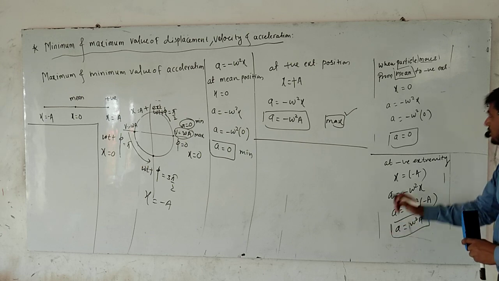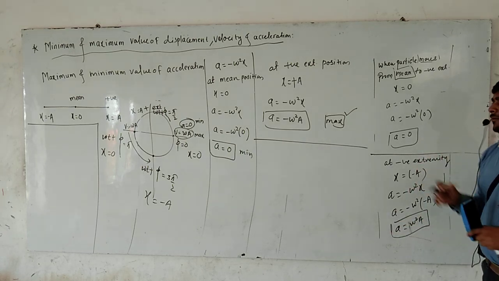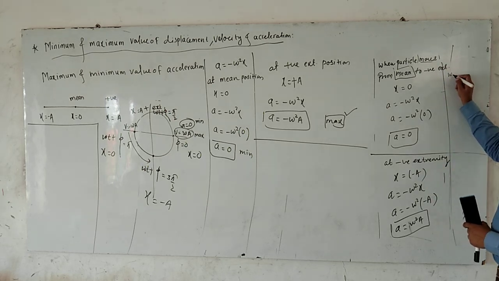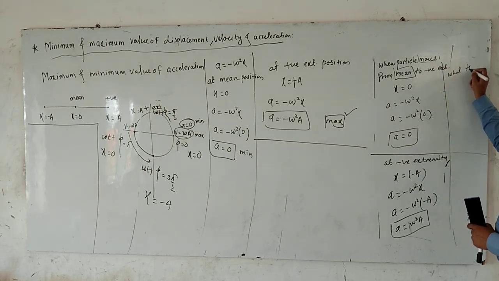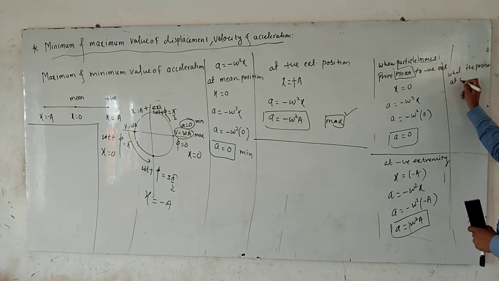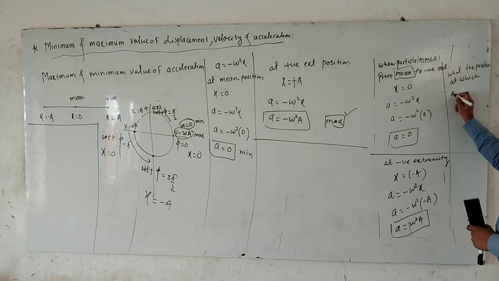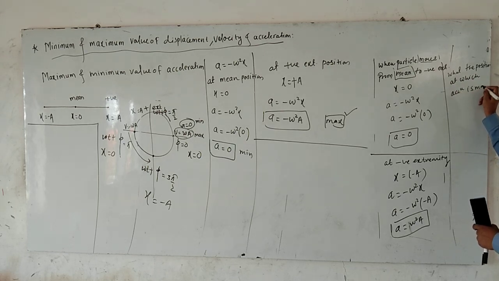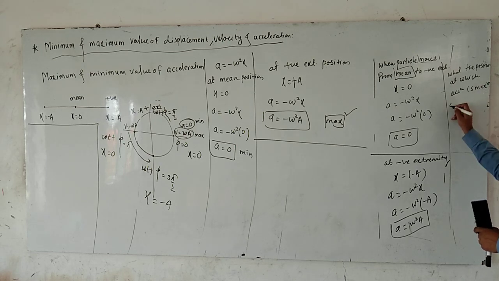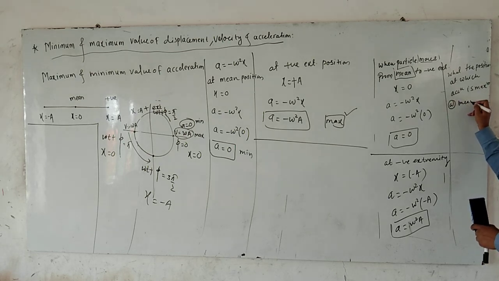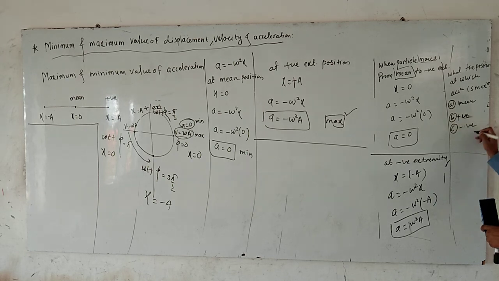In some cases, in a multiple choice question, you may get a question: what is the position at which acceleration is maximum? And you may get four options. First option is mean position. Second option is positive extreme position. Third option is negative extreme position, and fourth option is none of these. So which option will you take?